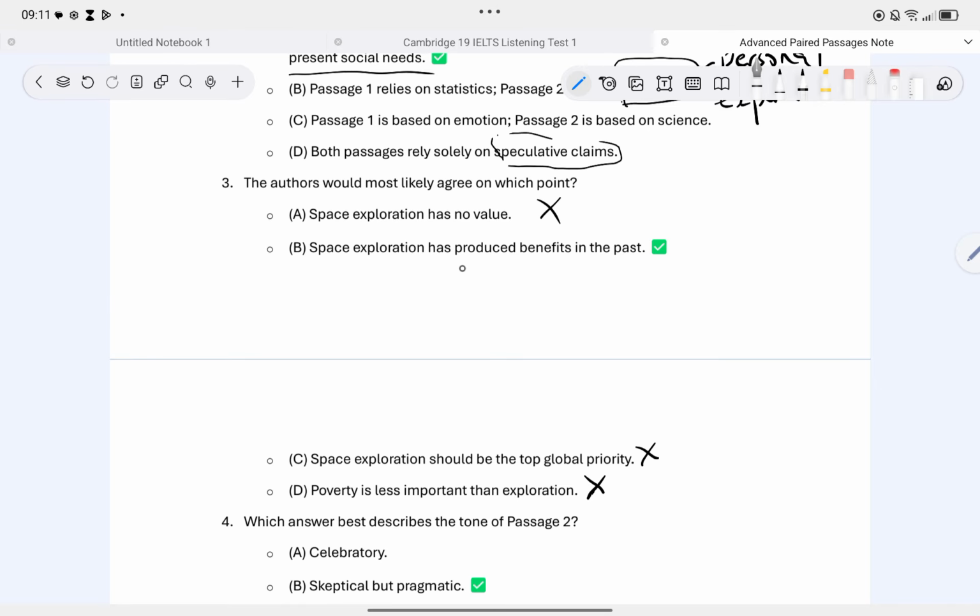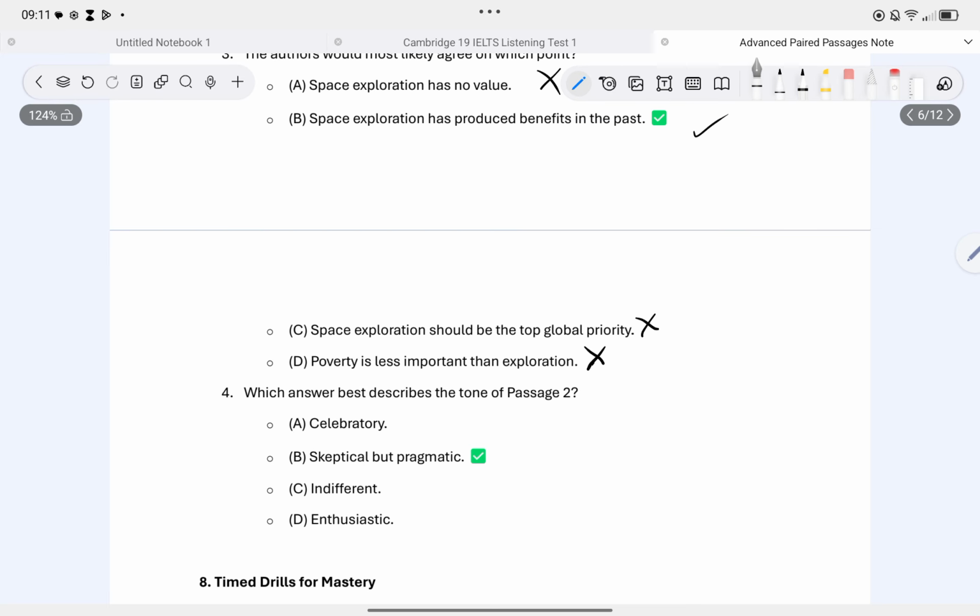Now, space exploration has produced benefits in the past. They can both agree on this. So, this is the answer. Now, 4. Which answer best describes the tone from passage 2? A, celebratory. No, it's not celebratory. Indifferent. It's not indifferent. It's not enthusiastic either. It is skeptical, but pragmatic. Skeptical means it is cautious. Pragmatic means practical or realistic.